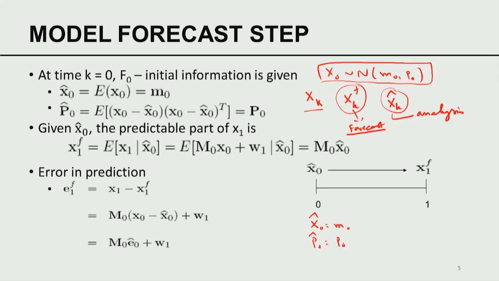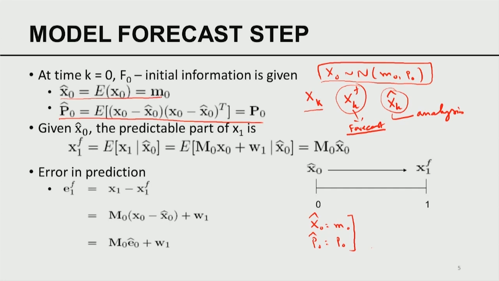Please understand, analysis is supposed to represent the best information I have. So initially the analysis contains only information derived from the initial condition. If you give me a Gaussian random variable as an initial condition, what is the best estimate of the random variable? It is the mean. What is the best estimate of its covariance? The covariance of the underlying distribution. So I am now going to postulate the initial analysis x naught hat is m naught, initial analysis covariance P hat naught is P naught. That is exactly this statement as well as this statement.